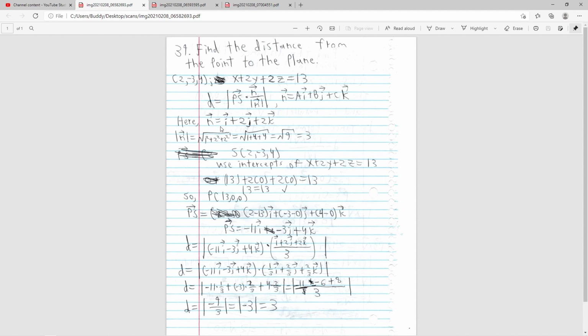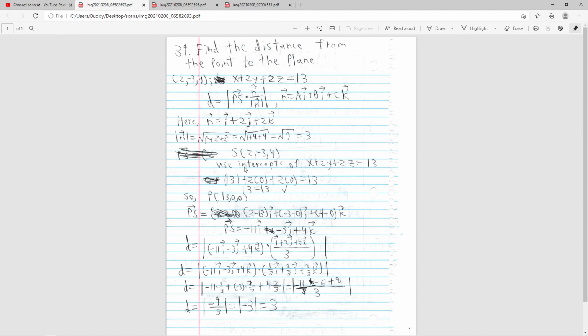But then n equals i plus 2j plus 2k. We get that from this formula x plus 2y plus 2z: 1, 2, 2. And the magnitude of it is the square root of 1 squared plus 2 squared plus 2 squared, which equals 3. So we already got n and the magnitude of n.